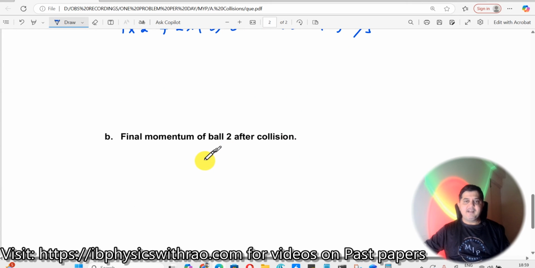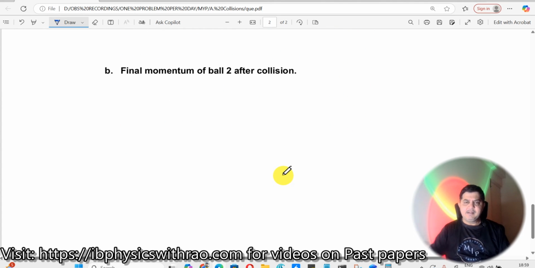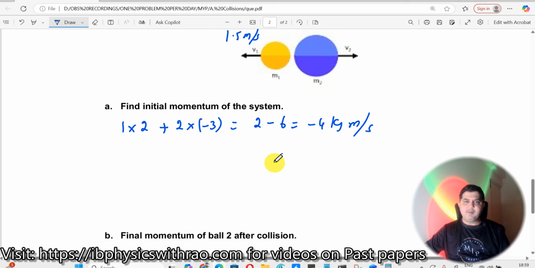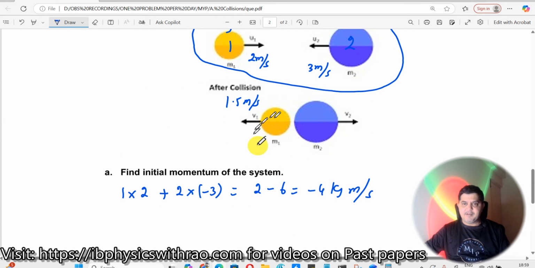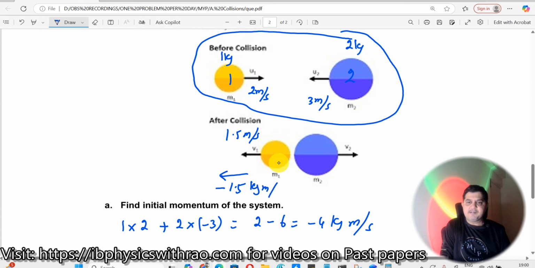Then the final momentum of the ball after collision. It's already given that the velocity of this ball is 1.5 and the mass is 1. What is the momentum of this one? It is in this direction, which is negative, so it should be minus 1.5 kg meter per second. It's already known to you. Now let us say the momentum of the other ball is P2, which I do not know.